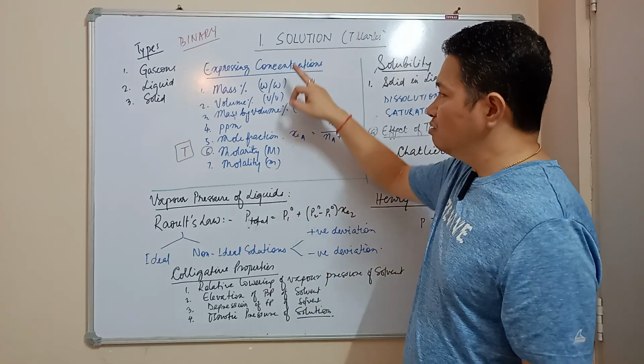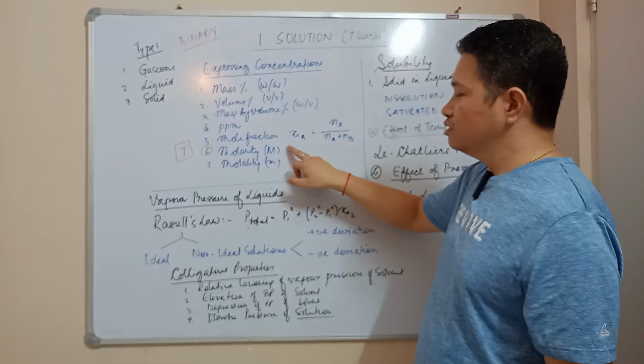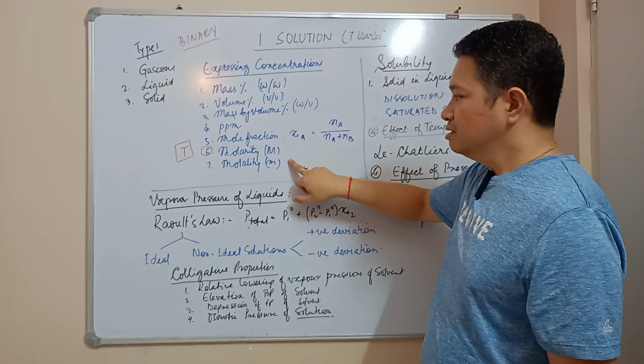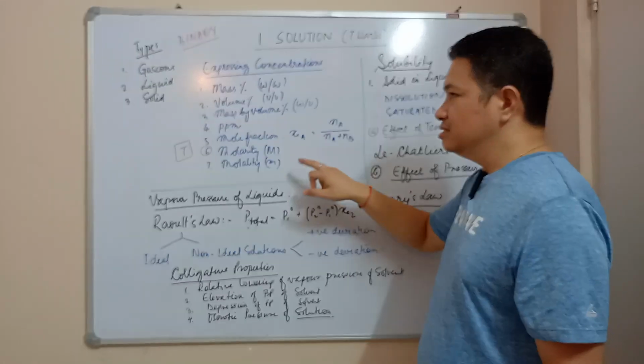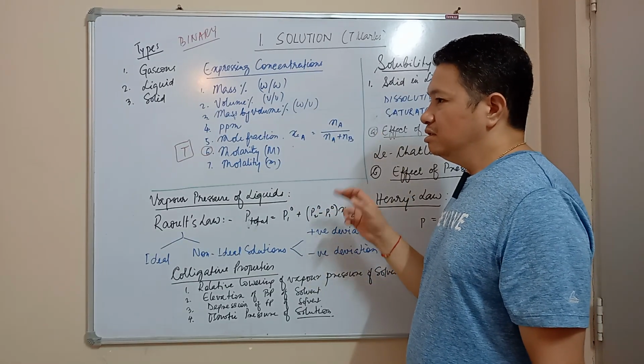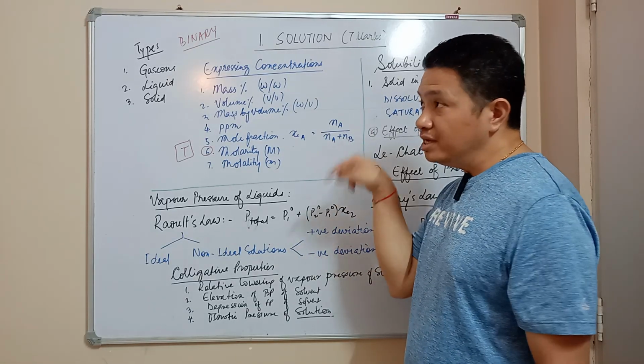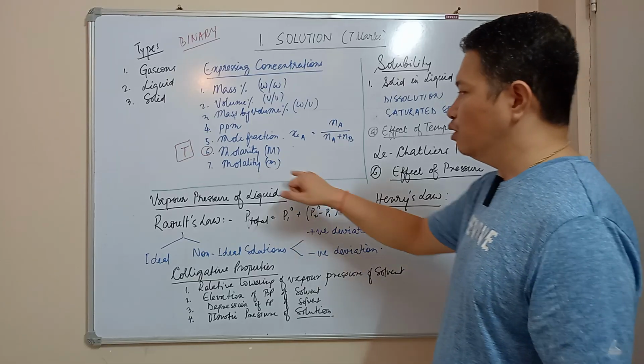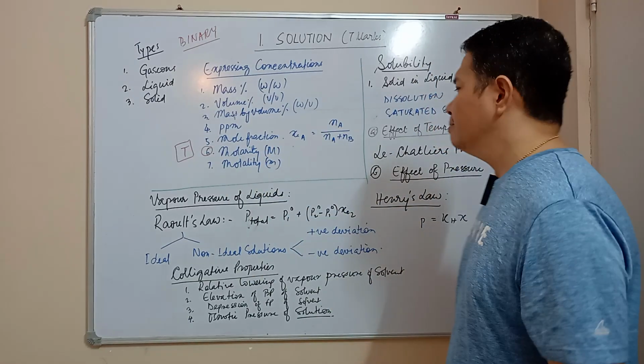So this is in terms of, all other things are in terms of solution, right? But this one, molality, it's in terms of solvent. The weight of the solute present in 1 kg of solvent, that's called molality. It's denoted by small m. Molarity is denoted by capital M. I'm not going into details.